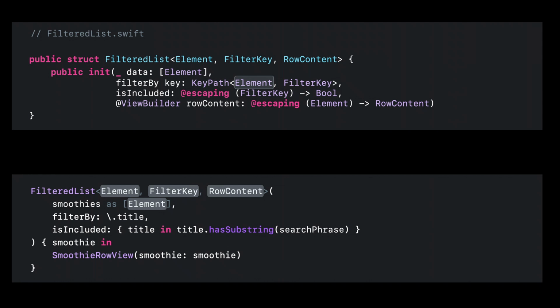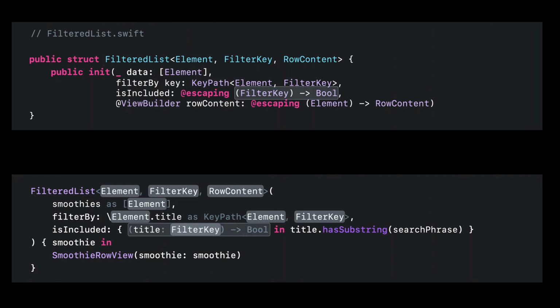In the second parameter, element is the key path base type. This could have been specified by writing an explicit base type in the key path literal between the backslash and the dot. The key path type as a whole could have been specified using the as keyword after the key path literal. Next, the type of the isIncluded closure could have been specified using a type annotation in the closure body. And finally, the type of the row content closure could have also been specified using a type annotation in the closure body.